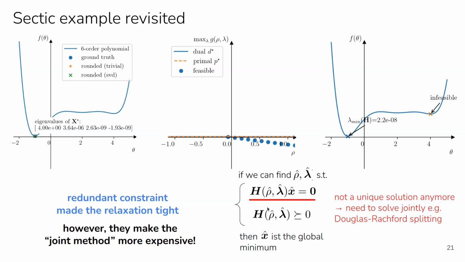This is kind of a feasibility SDP that you need to solve, or you can use a different kind of method like Douglas-Rachford splitting, which finds the intersection of these two constraint sets. But the take-home message is that redundant constraints make the problem significantly harder to solve. And I think there's still a lot of research to be done to understand how to deal with this problem.